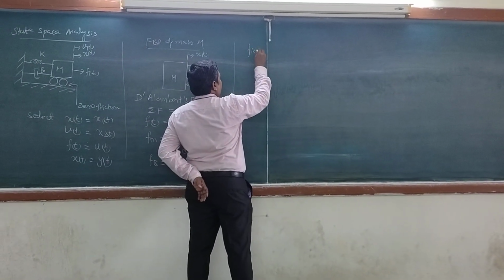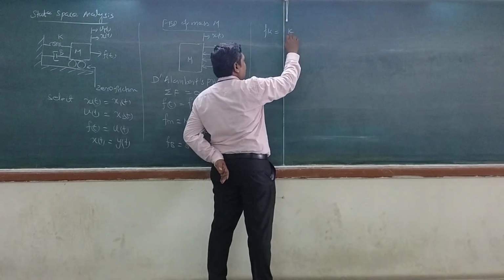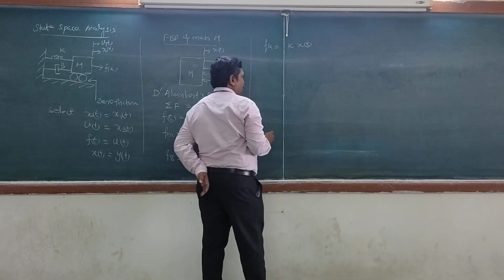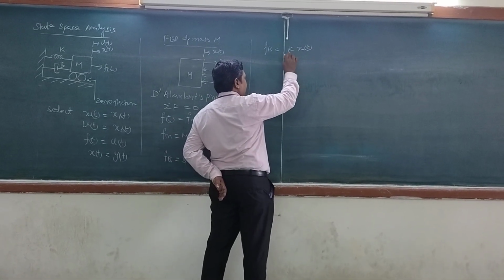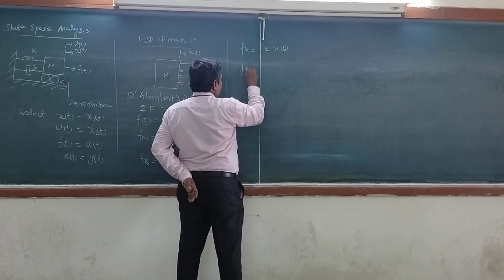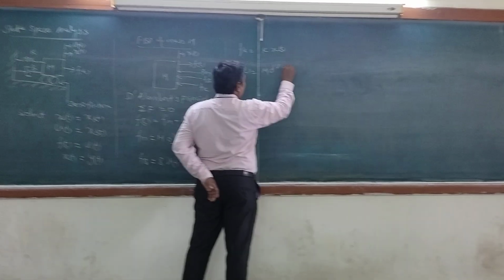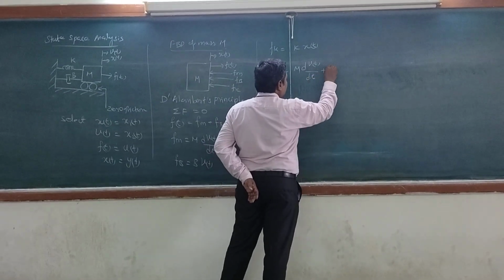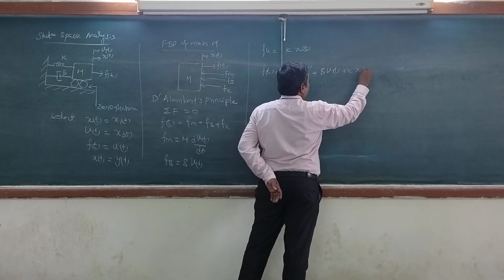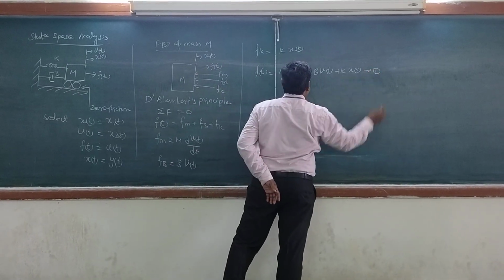Then the spring force is k, the stiffness of the spring coefficient, into x of t, the displacement. Now substitute. So f of t is equal to m dv of t by dt plus b into v of t plus k into x of t. So this is equation number 1.